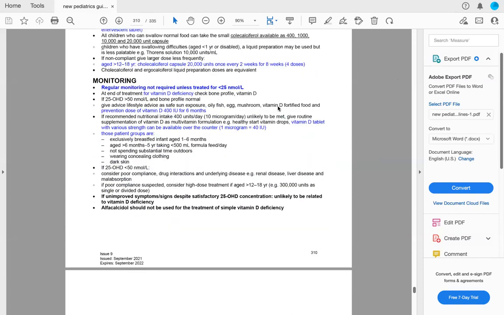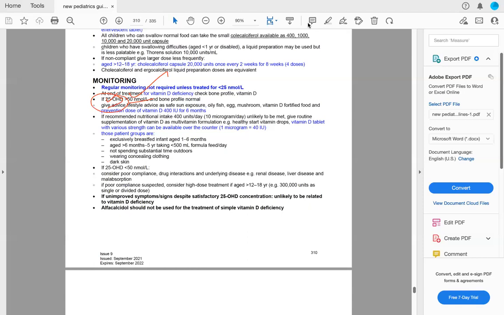Monitoring, how will you monitor? Regular monitoring is not required. You will monitor at the end of the treatment, meaning 8 weeks. You will check vitamin D level. Is it more than 50 nanomole? I don't know whether we do an X-ray or not. Here they say vitamin D level.